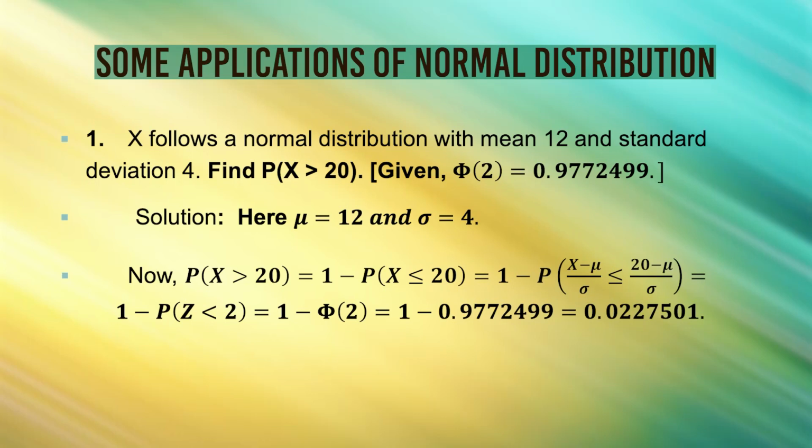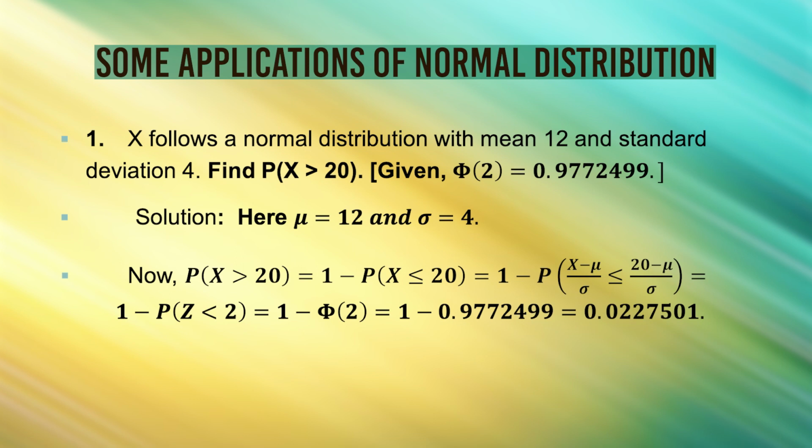The value is given, and this value can be obtained from any statistical software, even very simple statistical software, and it is also tabulated in Biometrika Tables Volume 1 by Karl Pearson. So these values of the CDF will be given to us. Here mu is 12, sigma, the standard deviation, is 4. So probability x greater than 20, we can always write as 1 minus probability x less than or equal to 20.